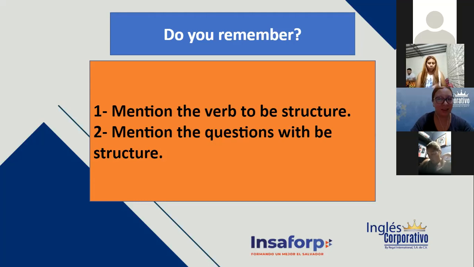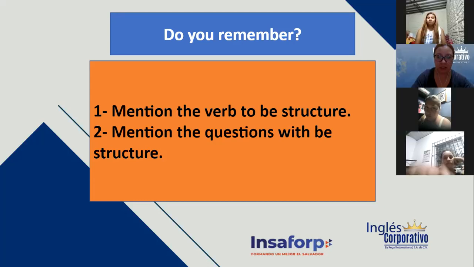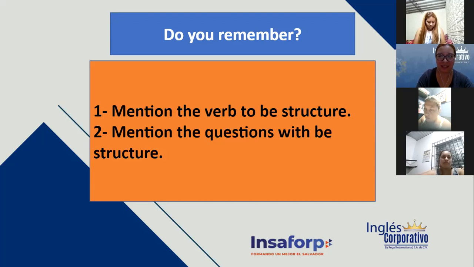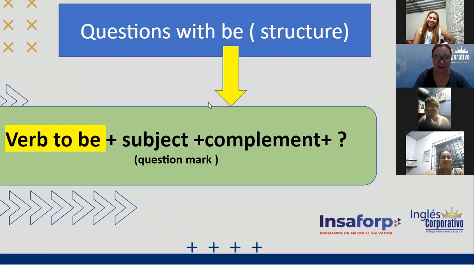Yes, very good. Second. Mention the question structure with the verb to be. Veamos, Sofía. Verbo to be plus subject plus complement and question. Correct. Example, Sofía? Is it Canada? Correcto. ¿Es ese Canadá? Yes, very good, Sofía.